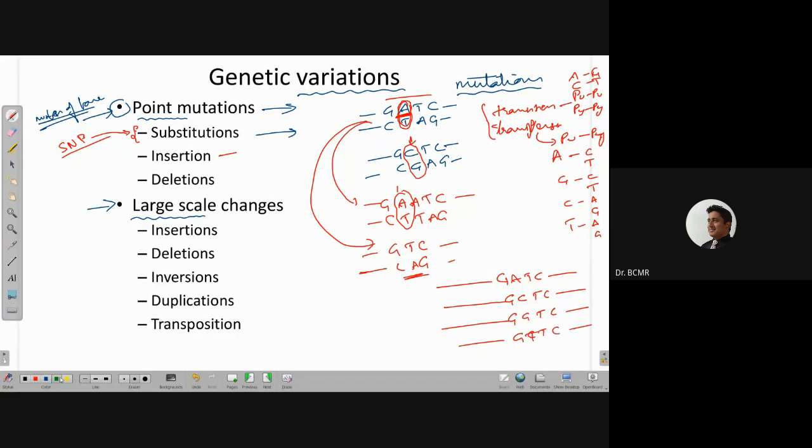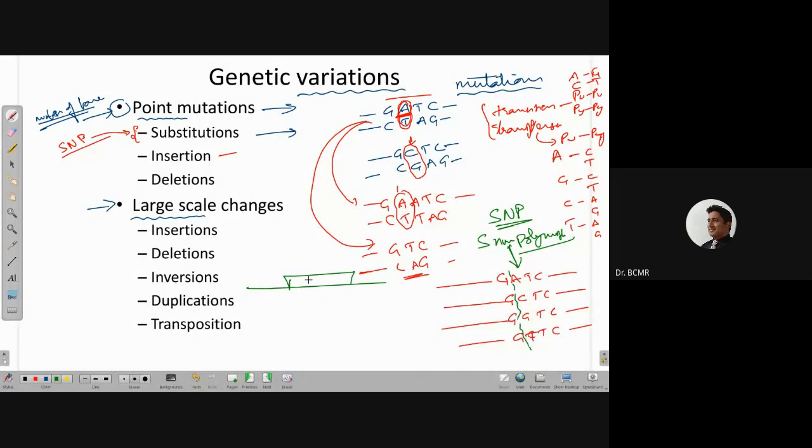If you see that in this single nucleotide base position here, you're seeing 4 different types of bases. That is, you're seeing polymorphism. That is single nucleotide polymorphism, SNP. And in the large scale ones, you will have large scale insertions.